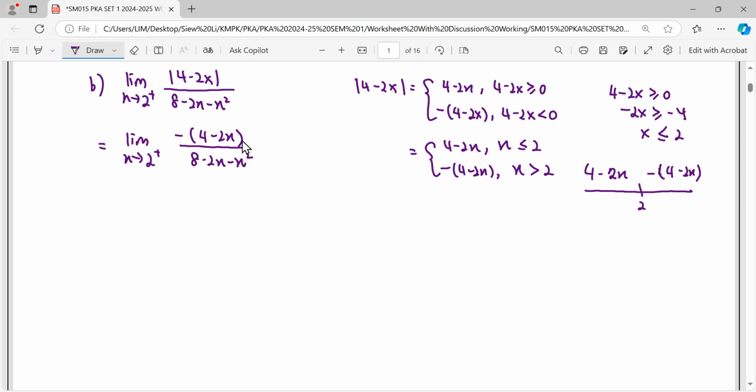So after we select the function, we try to substitute 2 inside the function. You can notice that we are getting indeterminate form 0 over 0. Therefore, we have to simplify this. We need to factorize it.